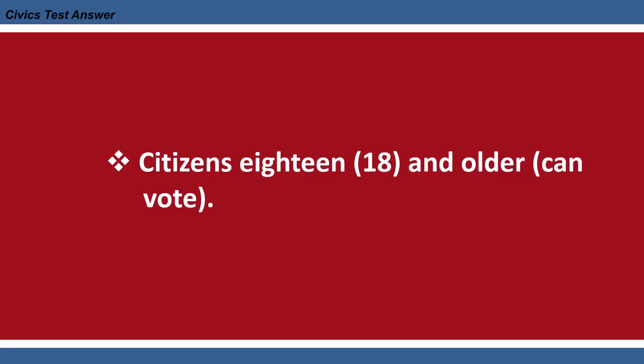Citizens 18 and older can vote. The most recent constitutional amendment about who can vote says that citizens 18 and older can vote.